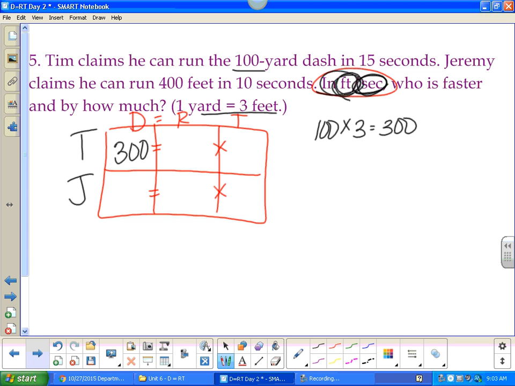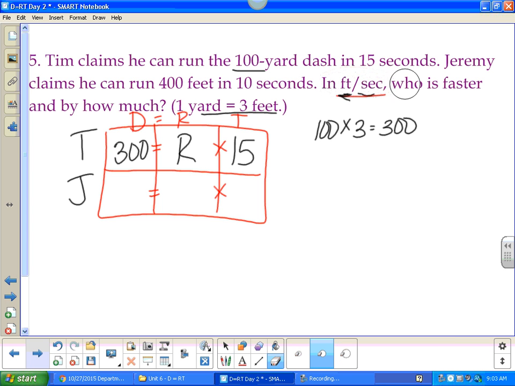Well, seconds is good because I want seconds, so I don't have to do anything to my time. So I don't have to figure out how much 15 is out of 60. I'm not turning it into minutes. I'm not turning it into hours. I want seconds because it says in feet per second. So I want feet and I want seconds. Feet for my distance and seconds for my time.